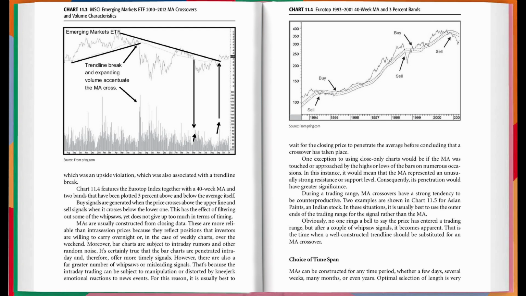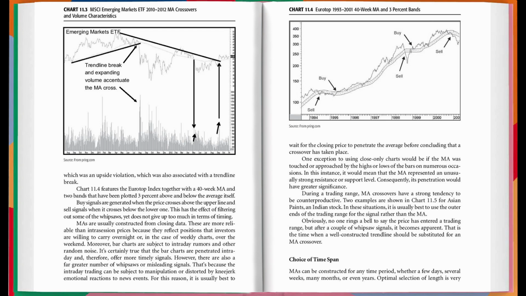Chart 11.4 features the Euro Top Index together with a 40-week MA and 2 bands that have been plotted 3% above and below the average itself. Buy signals are generated when the price crosses above the upper line and sell signals when it crosses below the lower one. This has the effect of filtering out some of the whipsaws, yet does not give up too much in terms of timing. MAs are usually constructed from closing data. These are more reliable than intra-session prices because they reflect positions that investors are willing to carry overnight or, in the case of weekly charts, over the weekend.